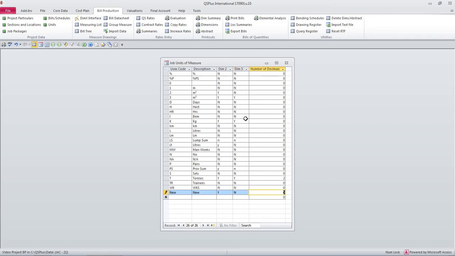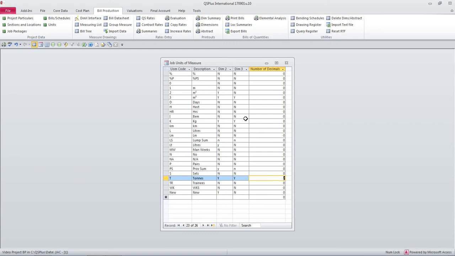Now the next thing to discuss is the number of decimals as listed in this column. You'll notice that they mostly say 0. That means that the numbers, the relevant quantities, will be printed correct to an integer. However, when it comes to tons, it is set up to print correct to 2 decimal places.